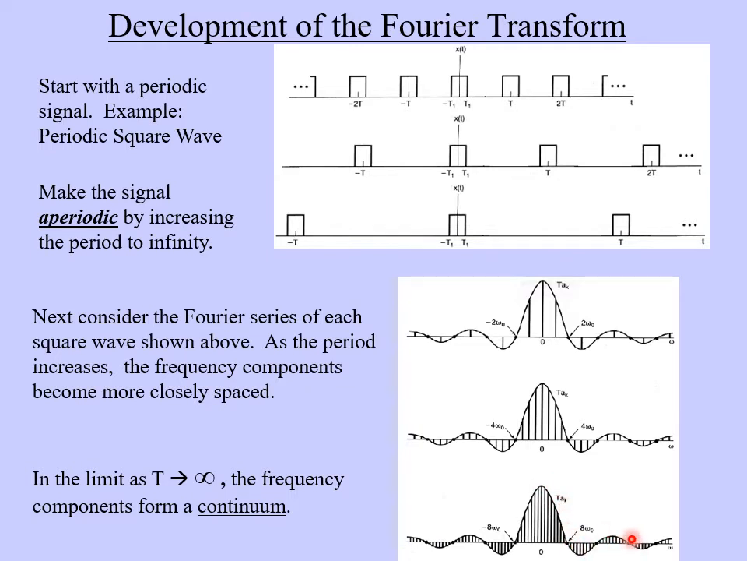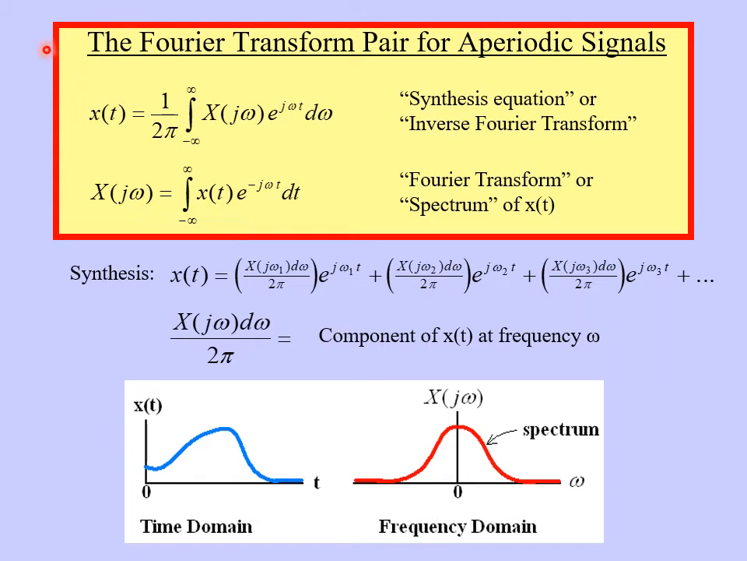So this is sort of the idea of what a Fourier transform is for an aperiodic signal. All right, so here, without showing the formal derivation, it's more important that we just have the results so that we can use them and apply them. This is the so-called Fourier transform pair for aperiodic signals. So there are two equations here.